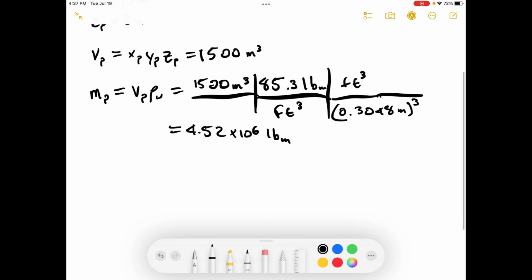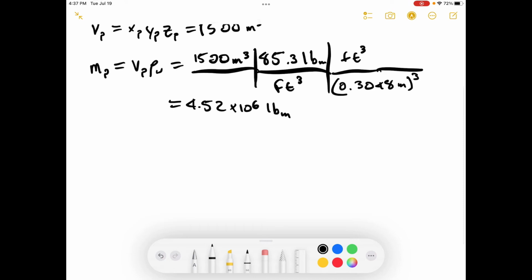Now, if you watched the last video, you would know that pounds mass converts into pounds force in a 1-to-1 ratio. So the quick answer is when we convert this to pounds force, it's not going to change. We're going to get the same number. But let's go through the calculations here one more time so you guys can see that actually works.